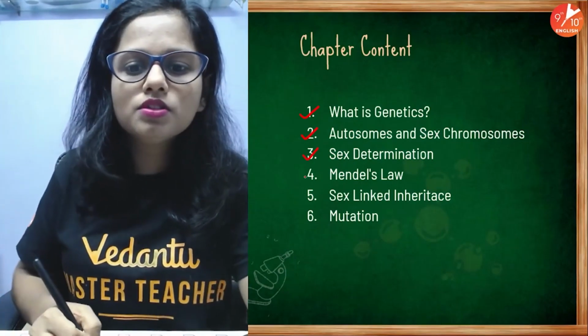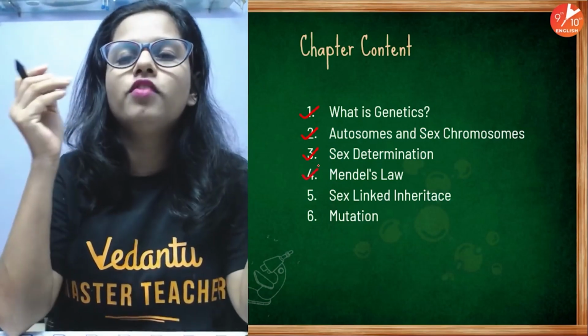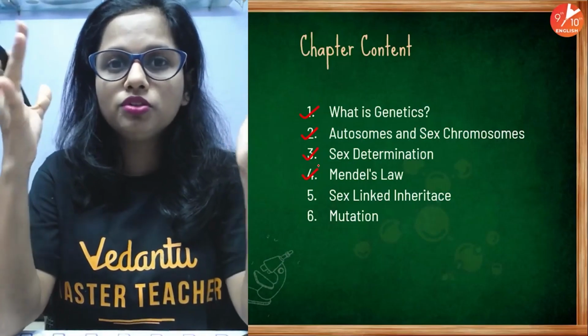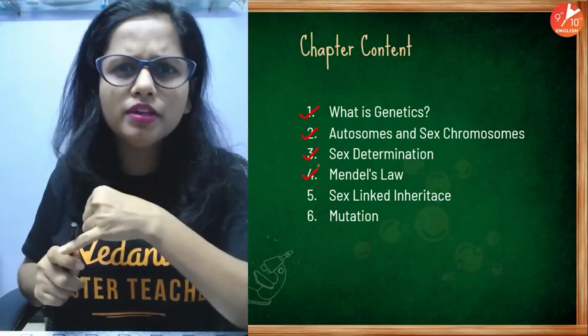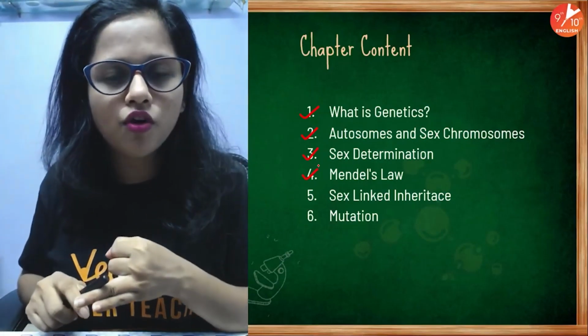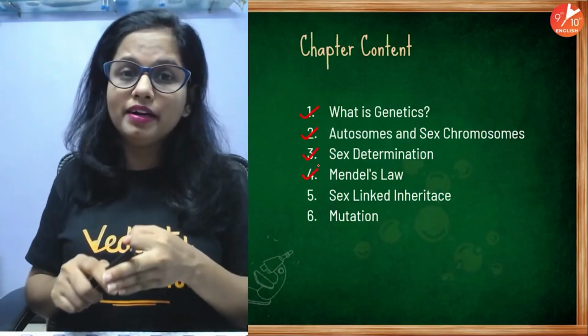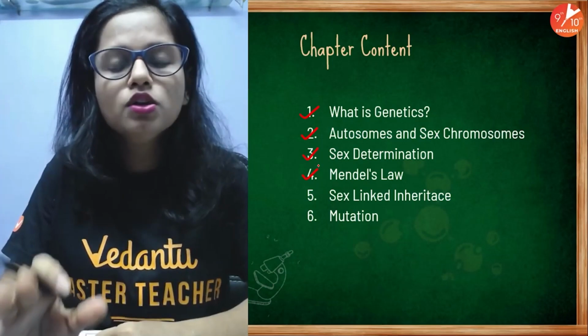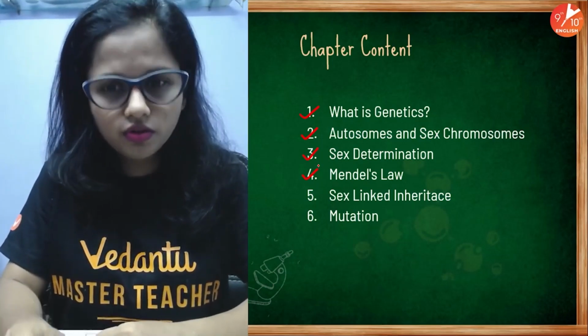Then comes Mendel's laws of inheritance. Mendel proposed 3 laws: law of dominance, law of segregation of gametes, and law of independent assortment. These 3 laws are very, very important, so we are going to study them.